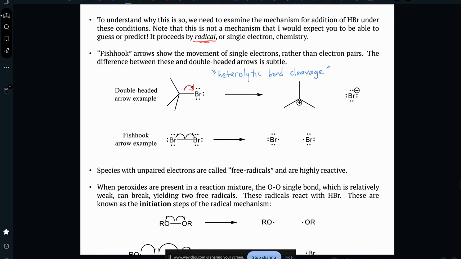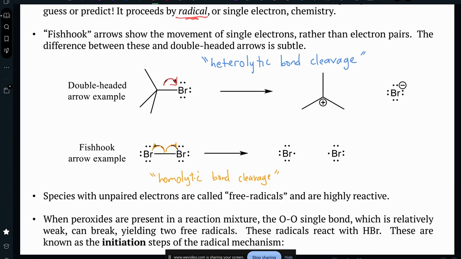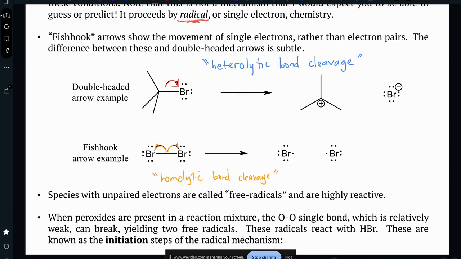If, on the other hand, we break a bond and give one electron to each side, and I want you to note the subtle difference here is that these arrows don't have a double head. They only have a single head. This is known as homolytic bond cleavage, where we've broken the bond and given one electron to each side. So each side gets the same.